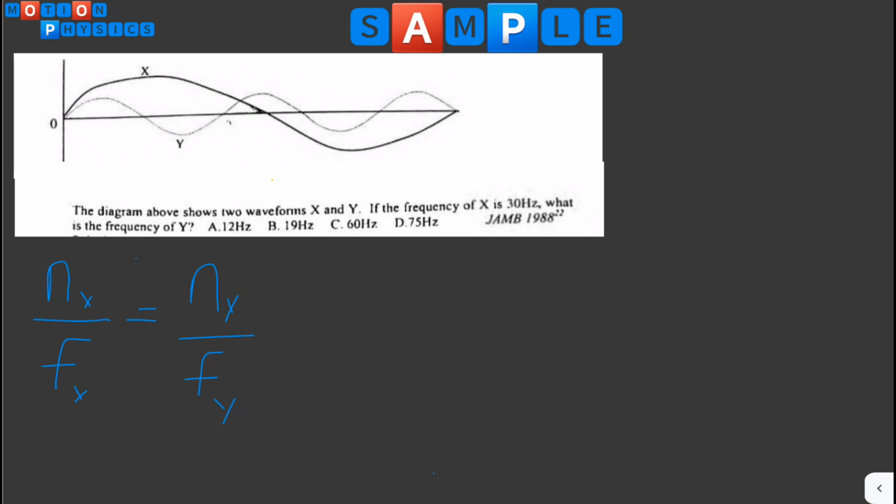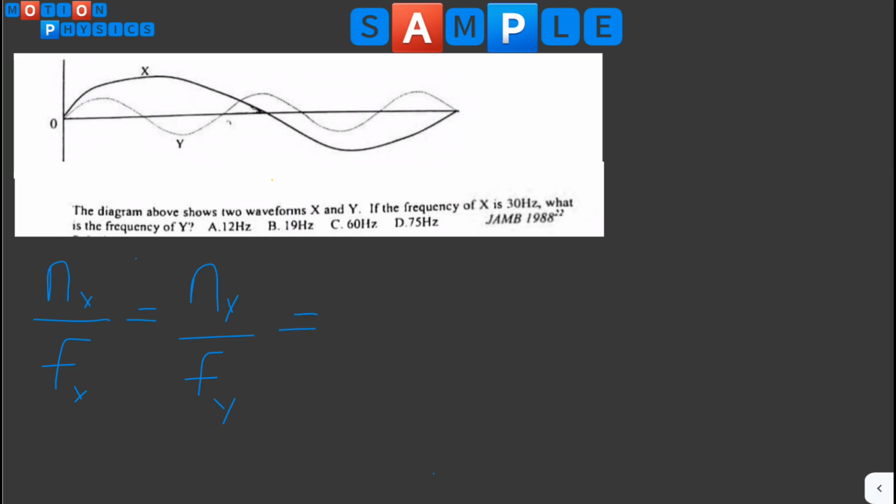Next, let's count for y. So we have one loop, two loops, which is one wavelength, then another loop, two loops, which is two wavelengths, and we have a half here, so 2.5. So the number of wavelengths for y is 2.5 and the one for x is 1. So I'm just going to plug in my data now.